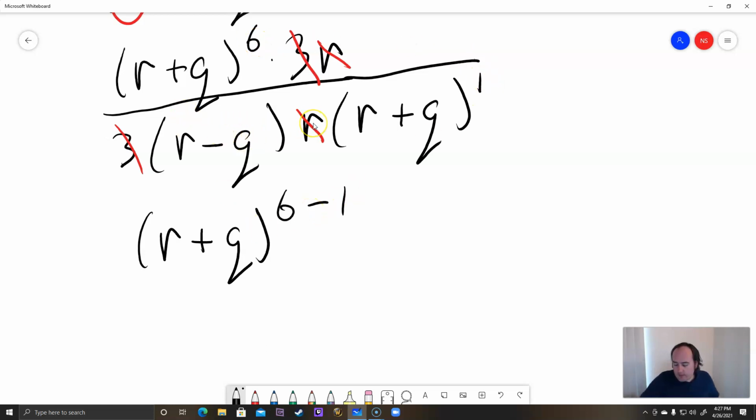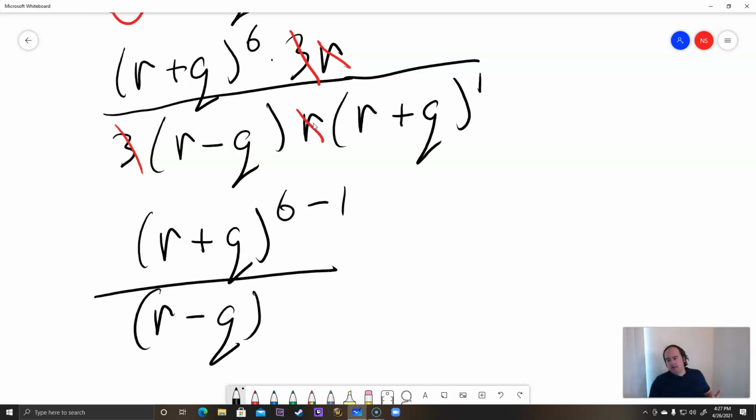And then we still have an r minus q on the bottom, but because it's not exactly the same thing, we can't combine it with the r plus q on the top. So we just leave it as r minus q. All right, and then we all know that 6 minus 1 is 5. So on the top, we're going to have (r plus q) to the 5th power. And then on the bottom, we have r minus q. That's just r minus q by itself, so I don't need parentheses around that one.